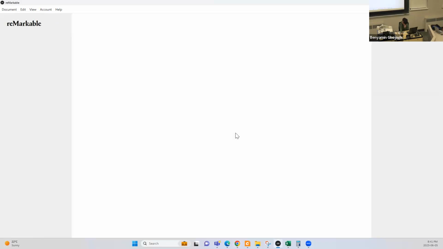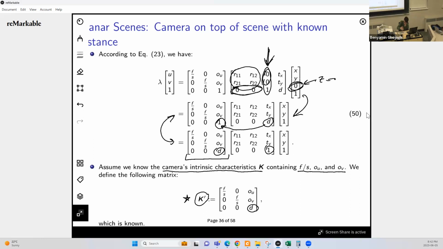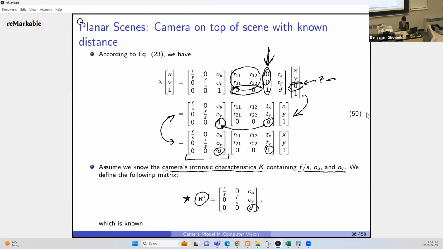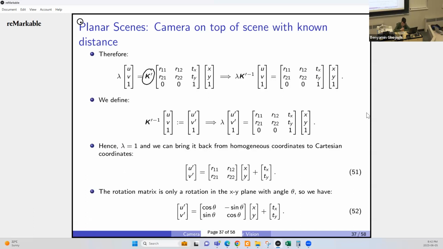So, what did we say? We know F over S. We know OU. We know OV. We also know D2. We know where the camera is, so we know K prime. Okay, so I replace that with K prime.